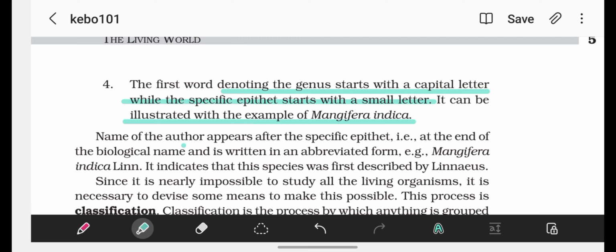The name of the author appears after specific epithet, that is, at the end of the biological name, and is written in an abbreviation form. Example: Mangifera indica Lin. Mangifera capital letter, indica small letter, and Lin will be written normally. It indicates that this species was first described by Linnaeus.